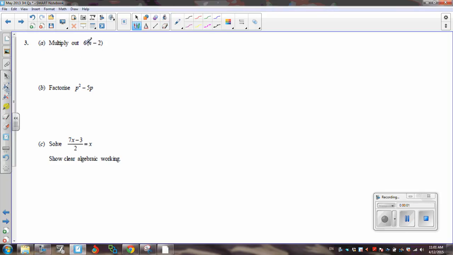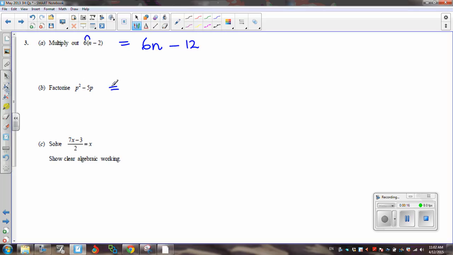First thing we need to do is multiply out the bracket. Now, in order to do that, I'm going to have to do 6 times n, which gives me 6n. It's a minus here, so it's reflected over here. 6 times 2 is 12. Okay, next question says factorize.